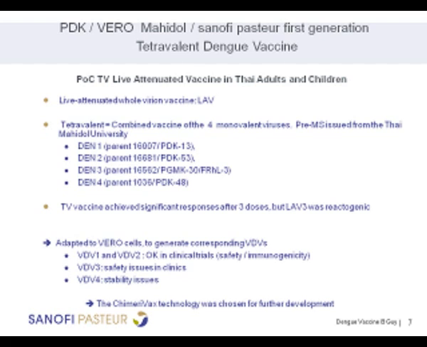Now, trials with this vaccine at Mahidol University in Thai children showed some promise, but there was an imbalance in the serotype 3 response. The partnership was set up with Sanofi, and we adapted these viruses for growth in vero cells, but we nevertheless abandoned this candidate due to under-attenuation of serotype 3 and stability issues with serotype 4.